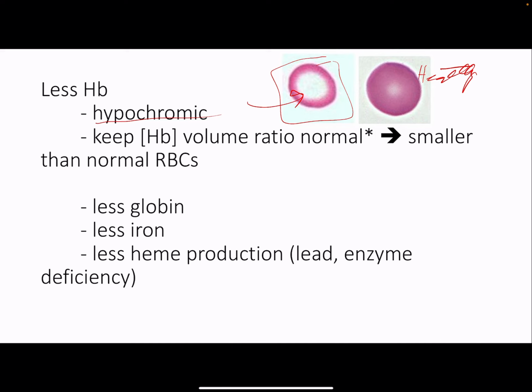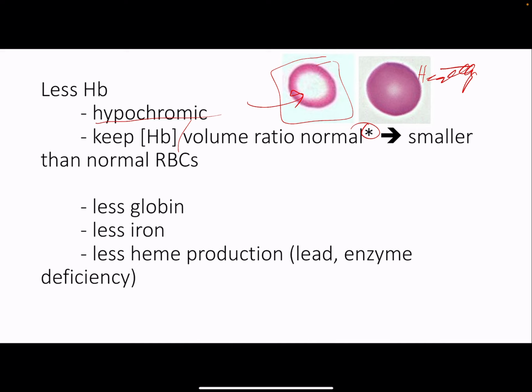Additionally, to keep the hemoglobin to volume ratio normal, your bone marrow cranks out smaller than normal red blood cells. Or at least, we can put an asterisk, because not all the time, but typically that's what it tries to do. So you can produce less hemoglobin, and so the solution is to have smaller red blood cells, and then it'll kind of fit more or less.